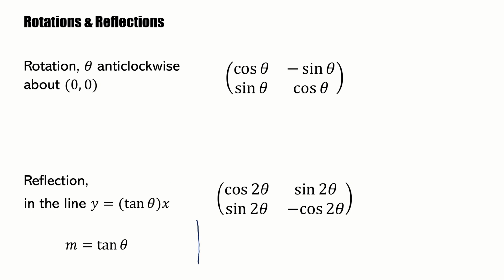Worth mentioning when I'm talking about that angle theta, it's talking about the angle between your line of reflection and the positive x-axis. So for instance, if you want to reflect in the line y equals x, a line with a gradient of 1, that's talking about theta being 45 degrees, because that's the angle it makes with the positive x-axis. And in fact, funny enough, if you look at tan of 45 degrees, it is equal to 1, so it does tally up there.